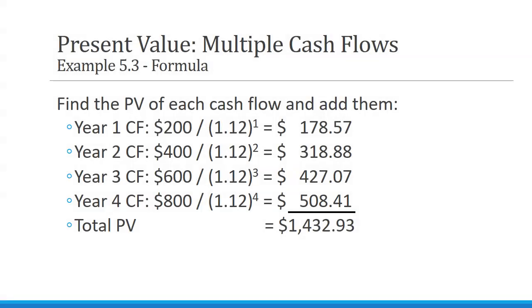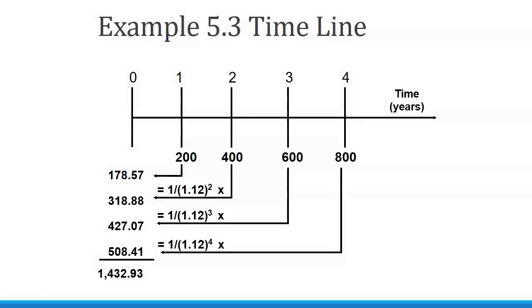Well, the present value of those cash flows added together is $1,432.93. And we can see on the timeline here, the 200 is discounted 1 period, the 400 is discounted at 2 periods, the third payment of $600 is discounted at 3 periods, and the fourth payment of $800 is discounted for 4 periods.